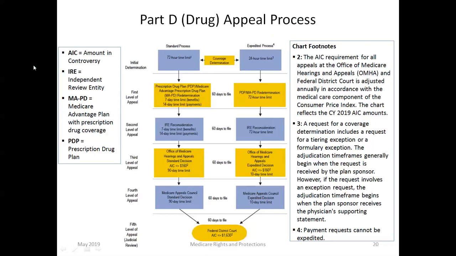Then the second level is the independent review. There's a 7-day time limit for that. And of course, for all of these, the beneficiary actually has 60 days to file. Third level appeal, it's the $170. The fourth level is the Medicare Appeals Council decision making, with a 90-day time limit to make a decision. And the fifth level appeal, of course, has to be close to the $1,670.